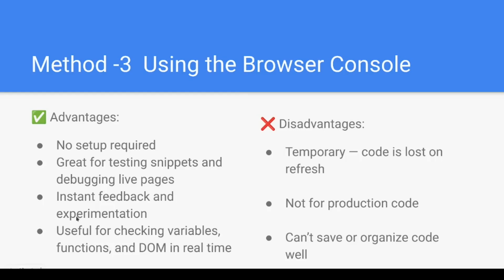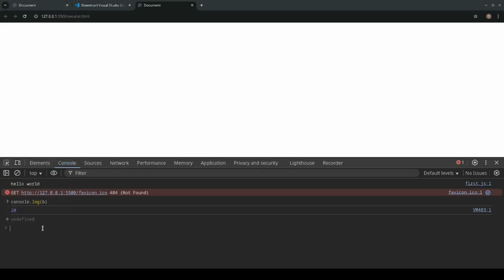So what are the disadvantages of this one? It is temporary code, and this code is lost on refresh. Like if I'm going to refresh here, the value of the variable b which we were printing in the console is not showing right now. So we need to type again console.log(b) to see the value.